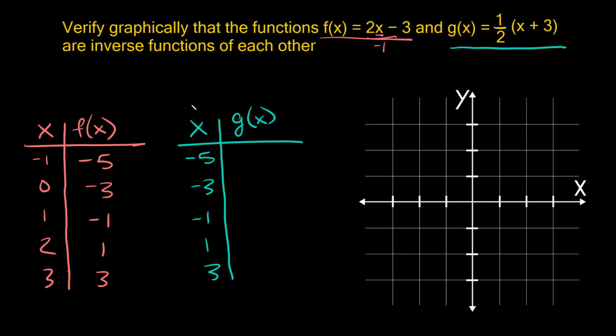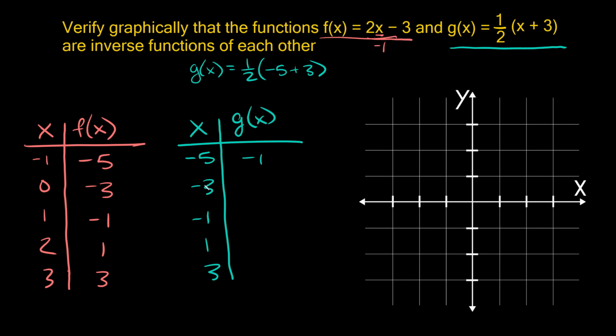So let's start with our first x value, -5, all right? So let's plug in -5 into this function right here. So let's just write it up here. So we have, I can just rewrite it, g of x is equal to 1/2 times x plus 3, right? But we want to first plug in a -5, so we're going to get -5 plus 3. So -5 plus 3 is -2, and half of -2 is -1, okay?